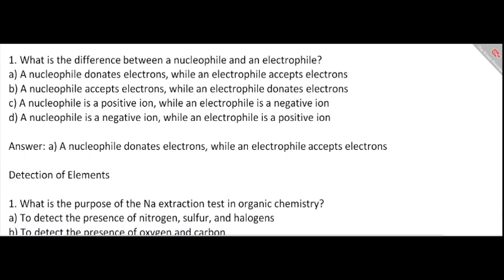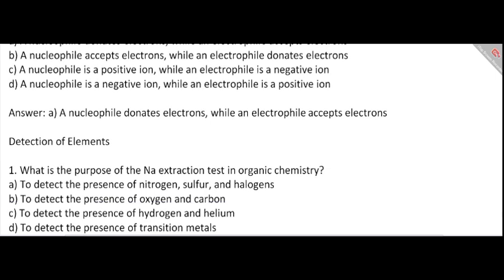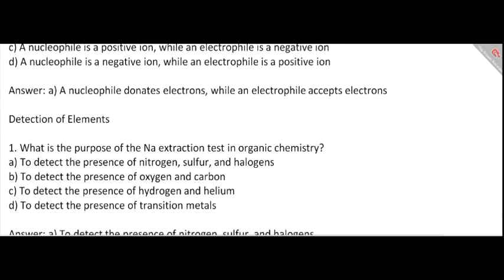Detection of elements. What is the purpose of the sodium extraction test in organic chemistry? Available options are: to detect the presence of nitrogen, sulfur, halogens; to detect the presence of oxygen and carbon; to detect the presence of hydrogen and helium; to detect the presence of transition metals. So the correct option is to detect the presence of nitrogen, sulfur and halogens. That one extract could be used to detect the three types of elements.